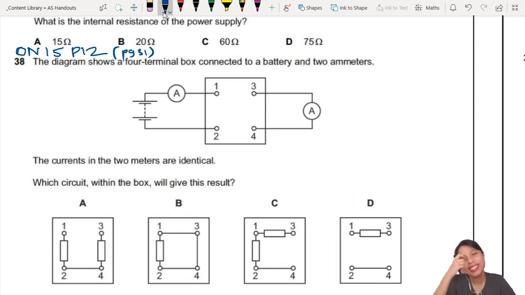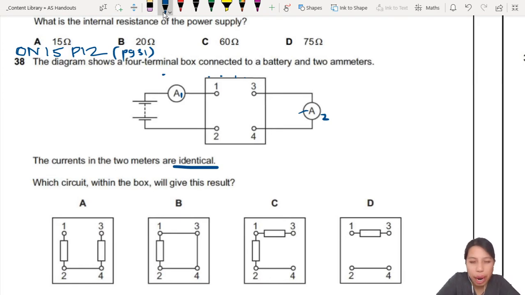This one doesn't really fit into any topic. It's kind of just you have to think about current as a whole, common sense kind of thing. So here you have a 4-terminal box, like in your house got a lot of box with wires inside. Connect to a battery and 2 meters. Meter here, meter there. This meter 1, meter 2. Currents in the meters are identical. Which circuit inside will give this result?